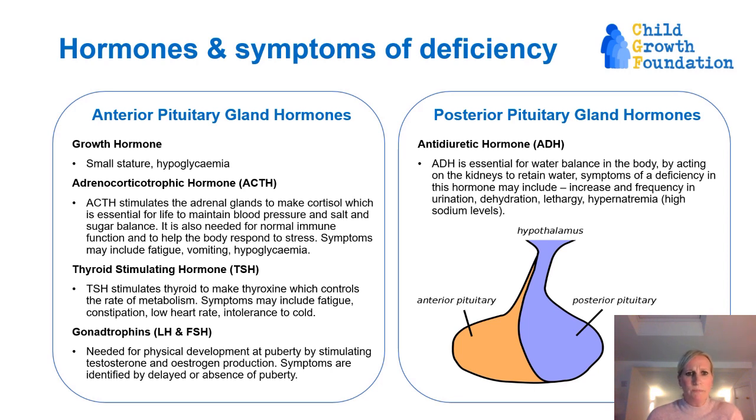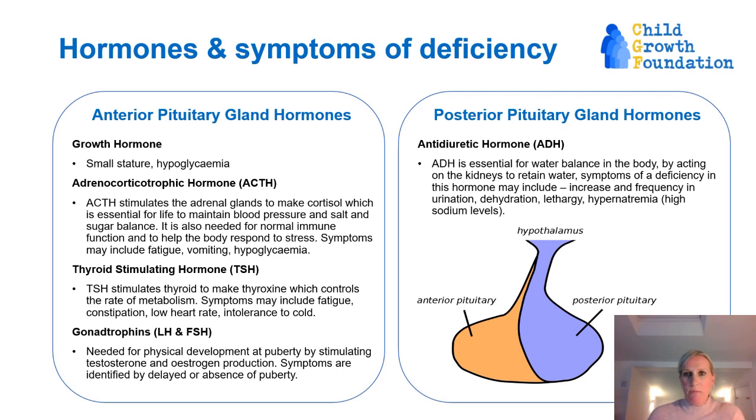You feel the cold. And then the last one in the anterior pituitary gland is the gonadotrophins, and that's LH and FSH, and they stand for luteinizing hormone and follicle stimulating hormone. And they're needed for physical development at puberty. They stimulate the production of testosterone and estrogen. And symptoms are identified by a delay or absence of puberty.